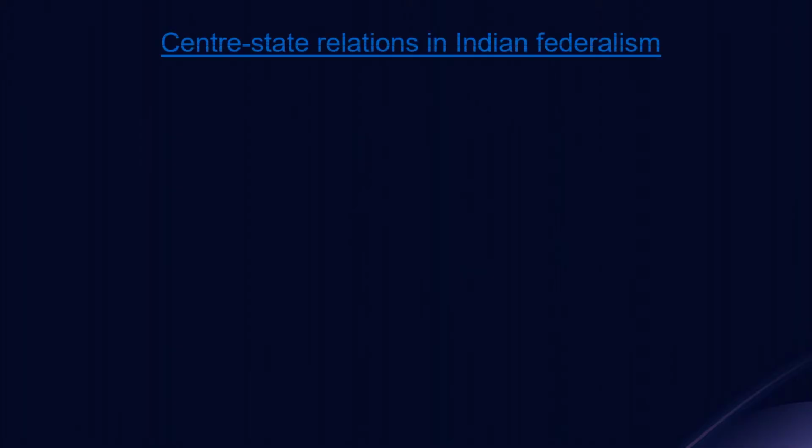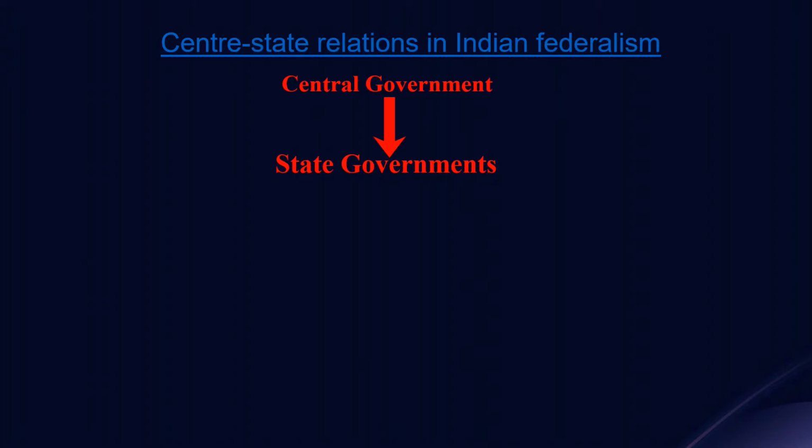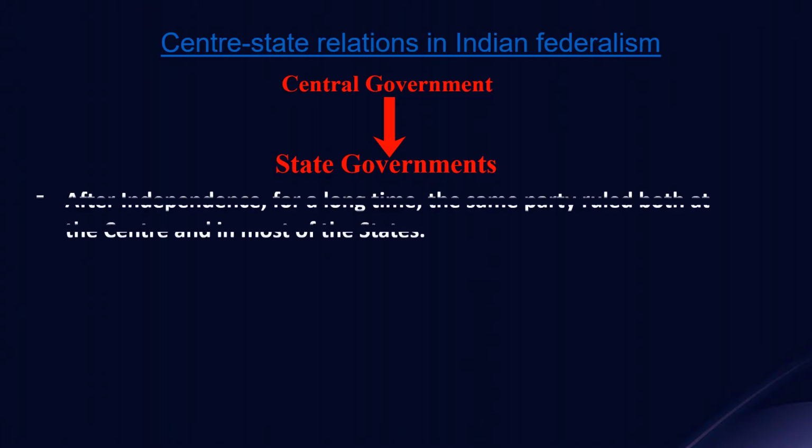And when we talk about the center-state relations, we know that in a constitution, there is a proper arrangement for power sharing between the center and the state governments. But after independence, for a long time, states were dependent on the central government. Means the states' governments were not free to control their own affairs.